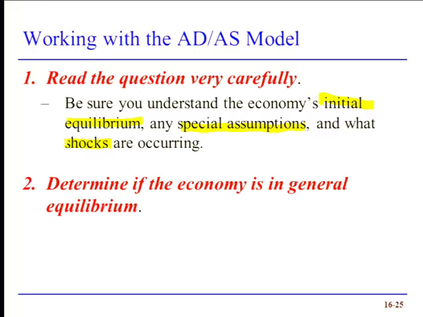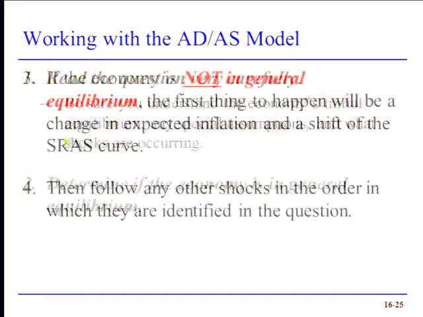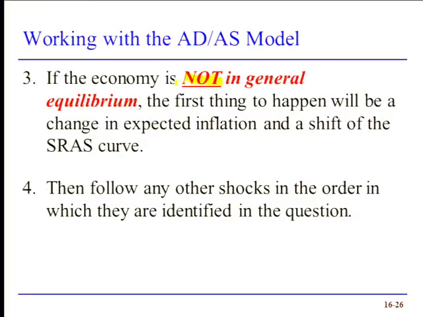Now, once you've done that, the first thing you want to do is ask, are we in general equilibrium? Because if we are, then the next thing has to be a shock to move you out of general equilibrium. Right? But what if you're not in general equilibrium? If you're not in general equilibrium, the very first thing that you want to do is change expected inflation and shift the short-run aggregate supply curve.